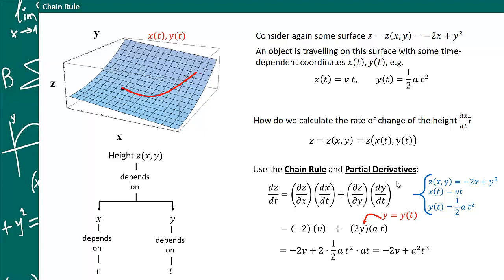Now, you can check this by taking the original surface, z as a function of x and y, plugging in for x of t and y of t to begin with, and then taking the derivative, as if you knew nothing about partial derivatives and the chain rule, and you should get the same result. But this way of thinking about taking derivatives will be very useful in many circumstances. And so it's useful to think in this way in terms of these different dependency diagrams.